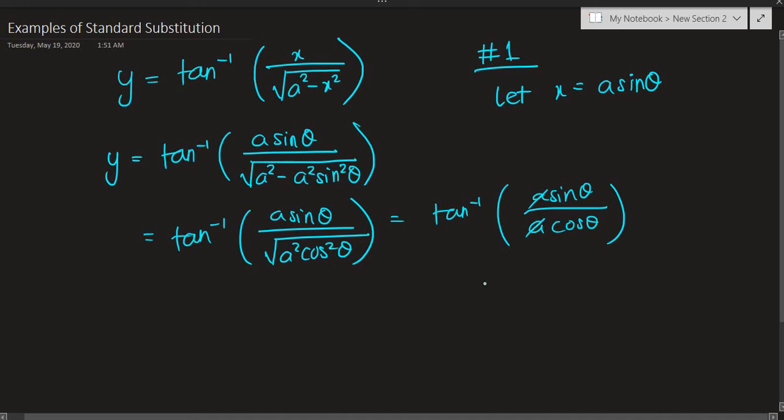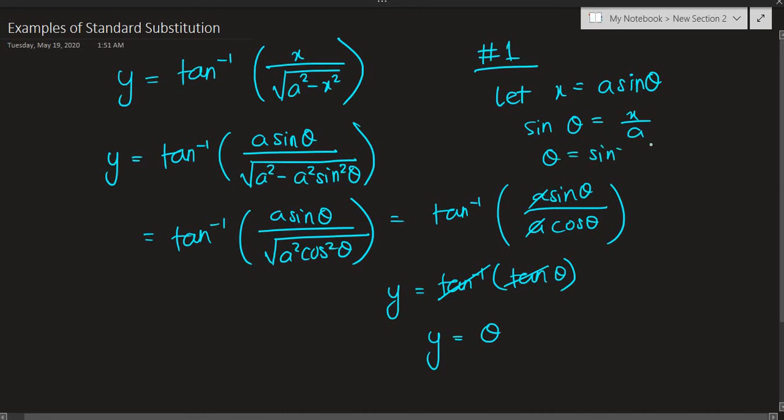The a's cancel out, and what is sine theta divided by cosine theta? Tan theta, right? Inside an inverse tangent. So inverse tangent and the tan are sort of going to cancel out. They're inverses of each other. So you end up with y equals theta again. But what's theta this time? Well, we know that sine theta is nothing but x by a. So theta is going to be the sine inverse of x by a, right? So let's just plug that information in. So y is nothing but sine inverse of x by a.